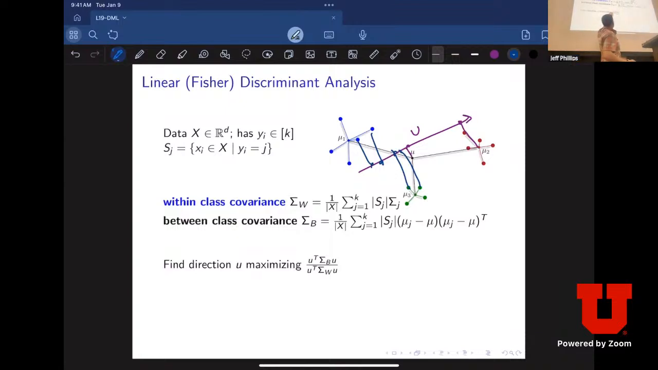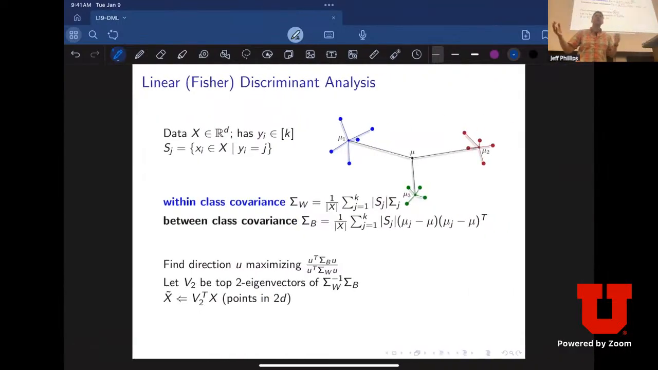Okay, so I want the between to be large, so I want U to maximize this, and the within to be small, so I'm going to divide by this. So I want to find the direction maximizing this, and then, once I factor that out, I want to find the direction orthogonal to U which is maximizing this quantity, and I iteratively do this. This is exactly the eigen decomposition of sigma W inverse times sigma B. Right, the product of sigma W inverse, which is like dividing by sigma W, and multiplying by sigma B. I find the top eigenvectors of those, and that gives me a projection into 2D. And so this is the algorithm.